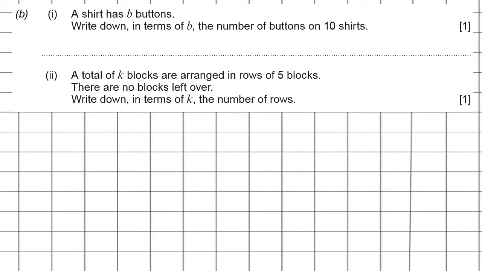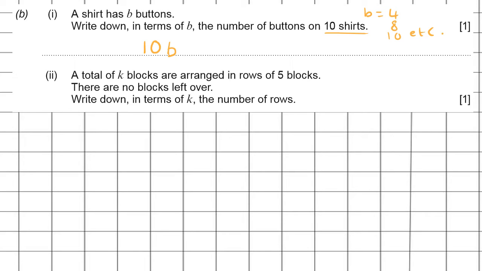A shirt has B buttons. Write down in terms of B the number of buttons on 10 shirts. So B could be 4, 8, 10, etc. So we have 10 shirts, and the shirts are going to have the same number of buttons on each. So therefore it's going to be 10B, because 10 times the number of buttons on each shirt.